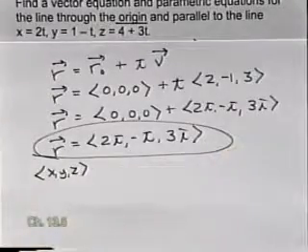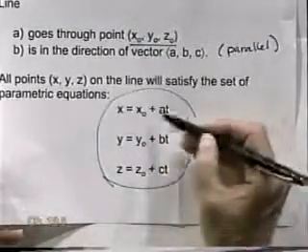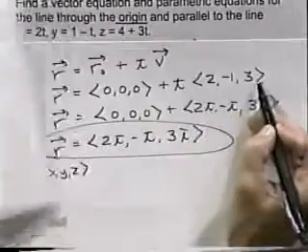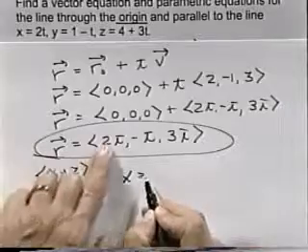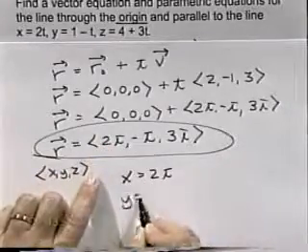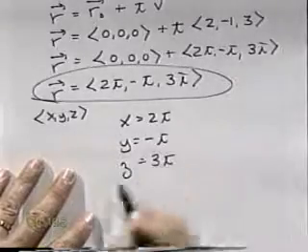I mean, I could go back and use this. I could do that, and plug in 0, 0, 0 for x naught, y naught, z naught, and for a, b, and c, I can be plugging in 2, negative 1, 3. Or I can read it right off. This x component is 2t, this y is minus t, and my z is 3t.